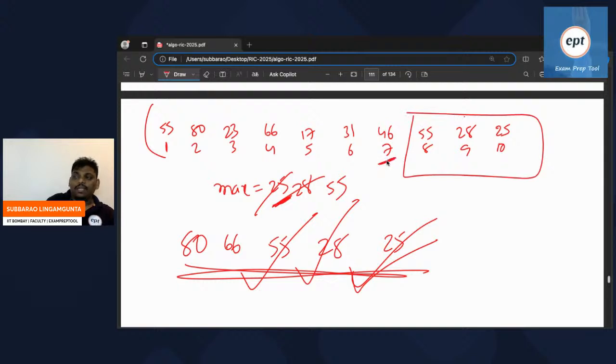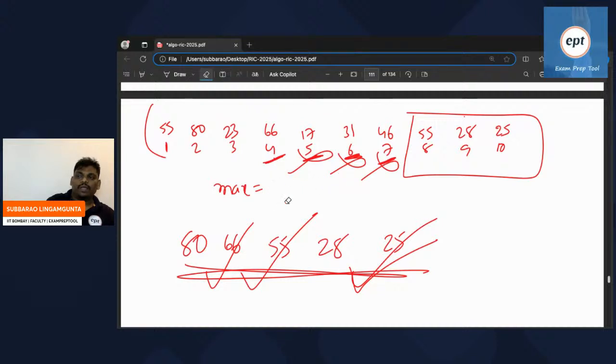Now, is this element a leader? Compare with the until now maximum. No. Compare with the until now maximum. No. Comparing with the until now maximum 55, no. Comparing with 55, 66 is bigger, so it is a leader. Whenever a leader is found, max will also update. Max will become 66.